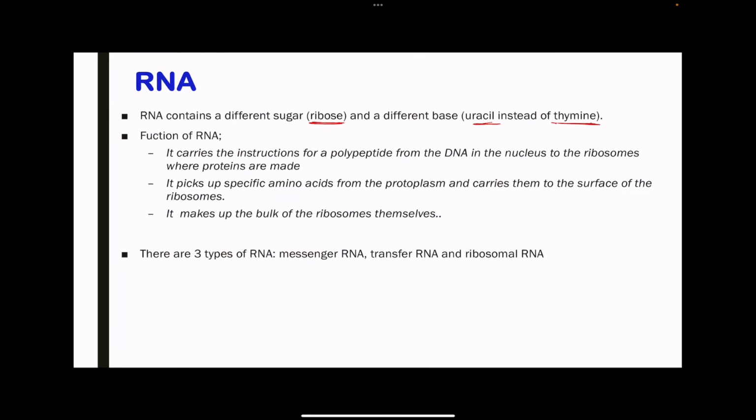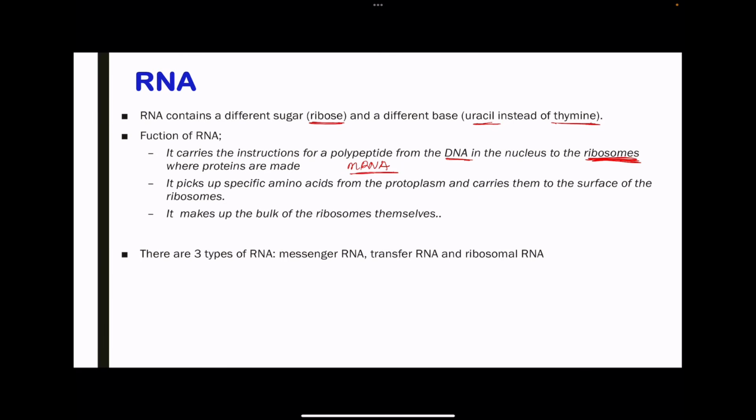RNA has some specific functions, like it carries out instructions of a polypeptide from the DNA in the nucleus to the ribosomes where proteins are going to be made, meaning RNA takes part in transcription as well as translation. It means the information in the DNA is going to be converted into messenger RNA, and then this is going to leave the nucleus and take the information with it to the site where protein synthesis occurs.